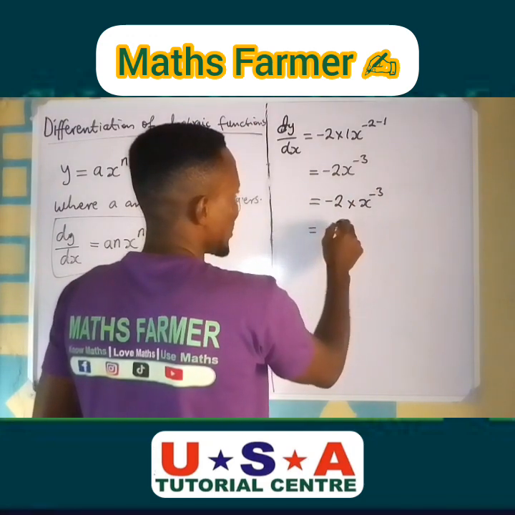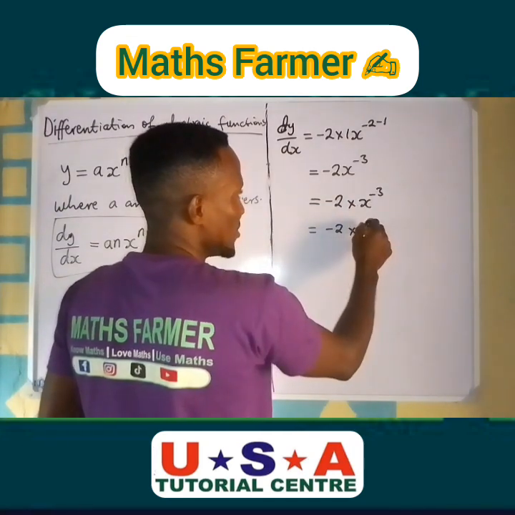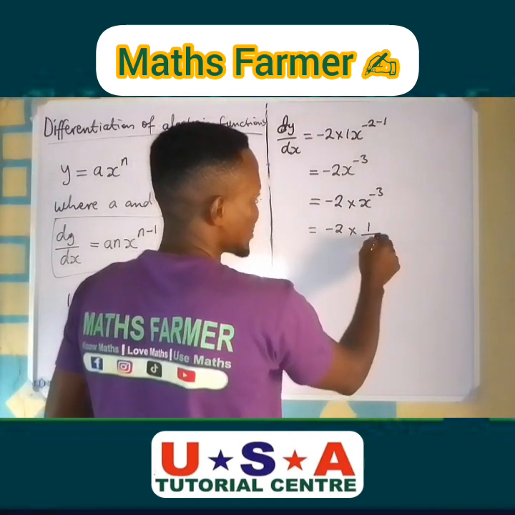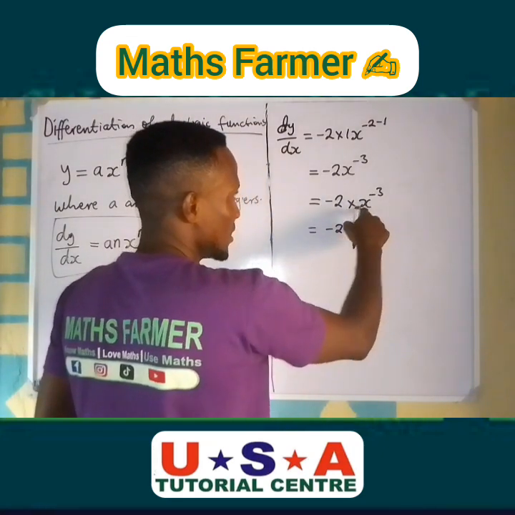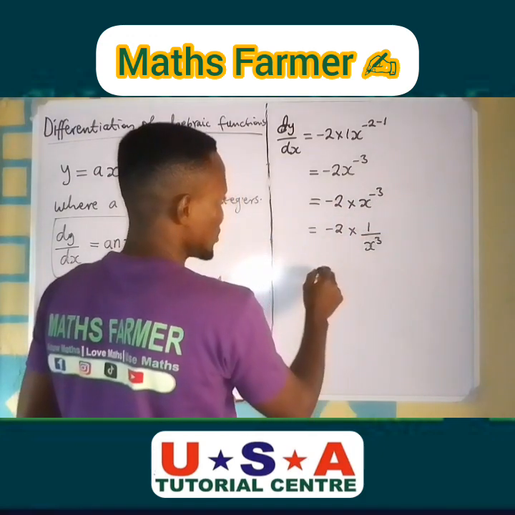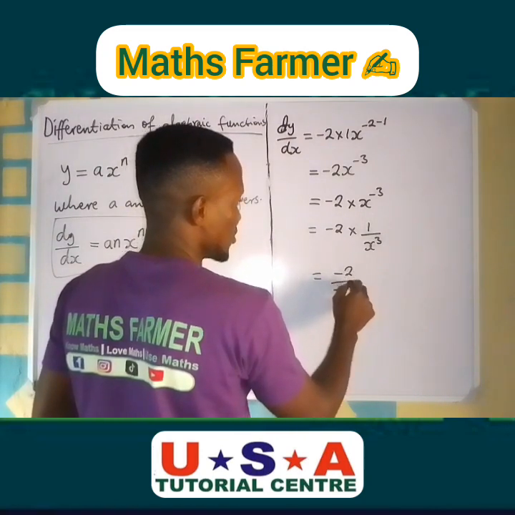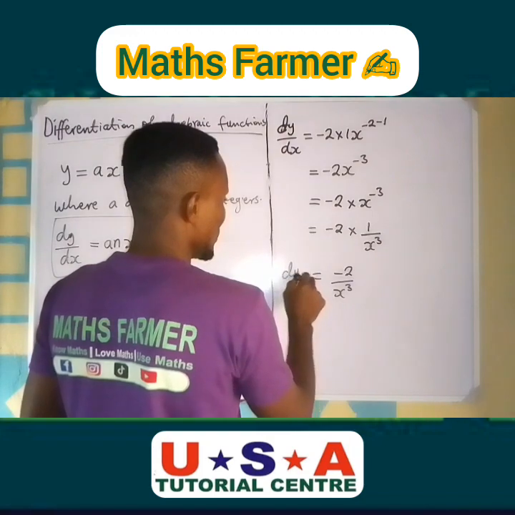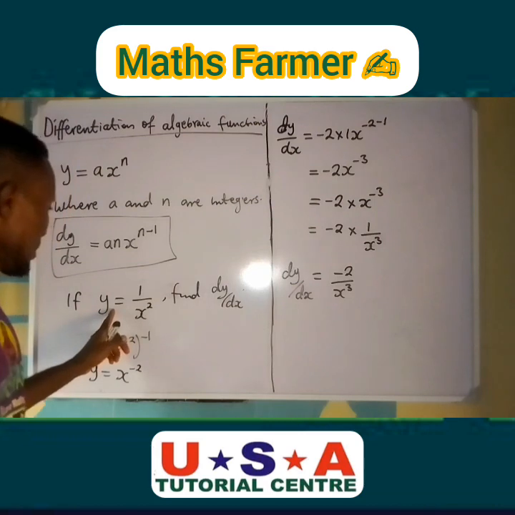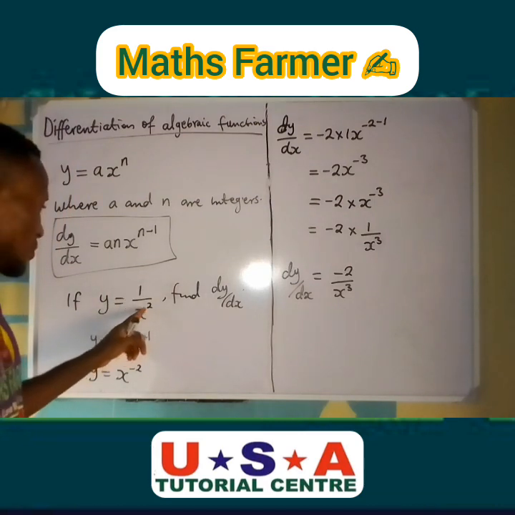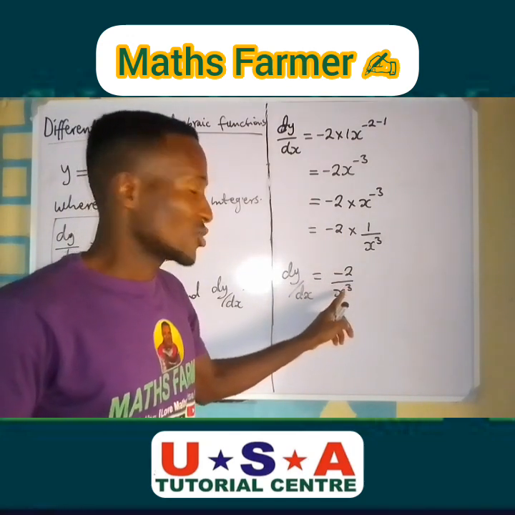Now, negative power law means the inverse of x raised to the power of 3. Because of this minus, it means the reciprocal of x raised to the power of 3. So now what you are going to have is minus 2 times 1, which is minus 2, divided by x raised to the power of 3. So that is your final result here. When we differentiate y equals 1 over x squared, we get minus 2 divided by x raised to the power of 3.